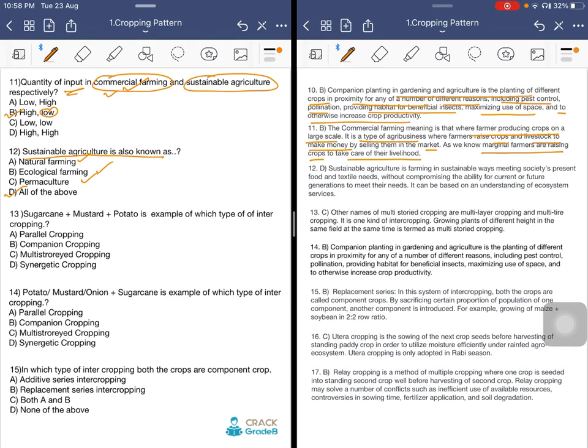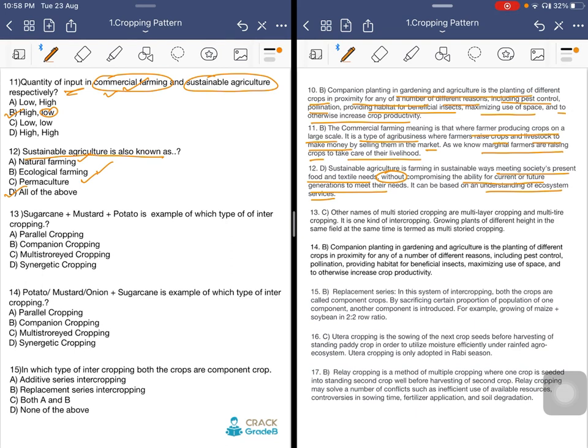That is a major sustainable goal. For example, we have 17 sustainable goals to be achieved. What is that goal? Sustainable farming should not cause harm to the environment or to human beings. It should be sustained for a series of generations, which is called sustainable farming or sustainable agriculture. That is meeting society's present food and textile needs without compromising the ability of the current or future generations to meet their needs. Therefore, it can be based on the understanding of ecosystem services.